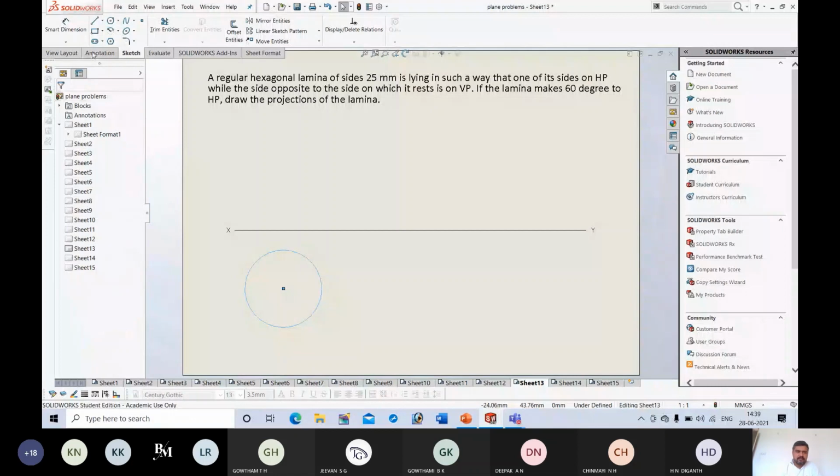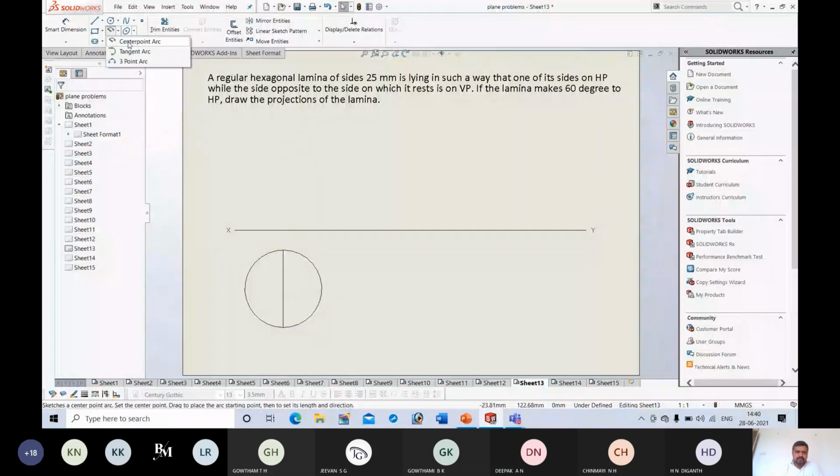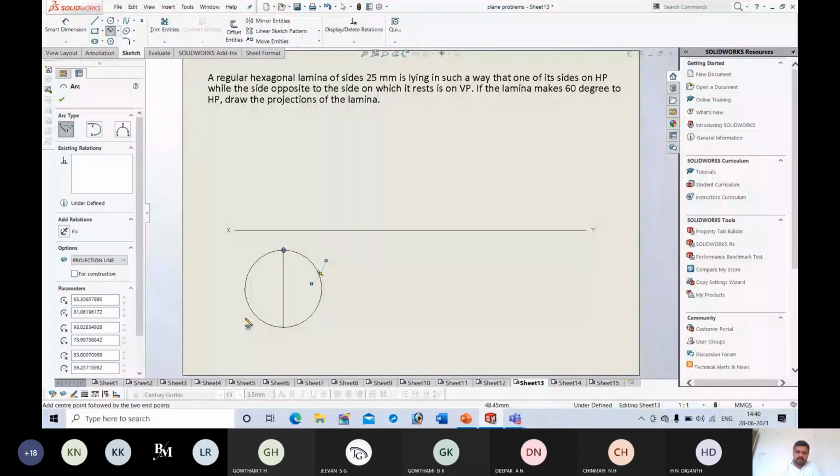Next, if it is resting on a side, draw a vertical line passing through the center. If it is resting on a corner, draw a horizontal line passing through the center. Since it is resting on a side, first I will draw a vertical line passing through the center. After that, use the compass with this as center and 25 as radius, and draw an arc.